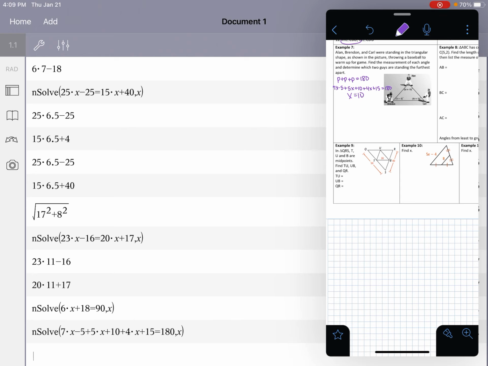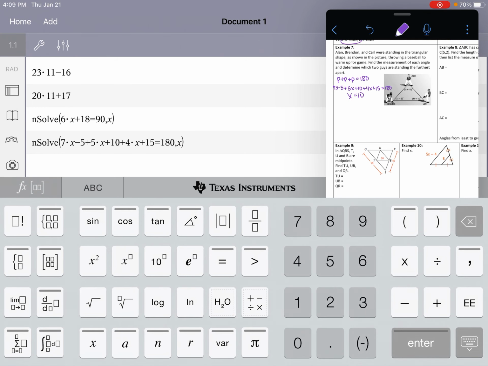All right, so now we need to plug that back in. So we got 5x plus 10, so that's going to be 5 times 10 plus 10. Well, that one's easy. That's just 60. Okay, then the next one is 7 times 10 minus 5. 7 times 10, which is 70, minus 5 is 65. So that's 65 degrees in that corner.